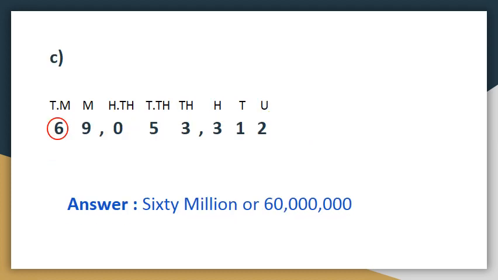Now this is the last example of an encircled digit number. So 6 is the encircled digit. So what is the place value of 6? To find this, what do you do? First write the place values on top of the number. Now we get 6 in the ten millions place. Hence, we can read and write 60 million.